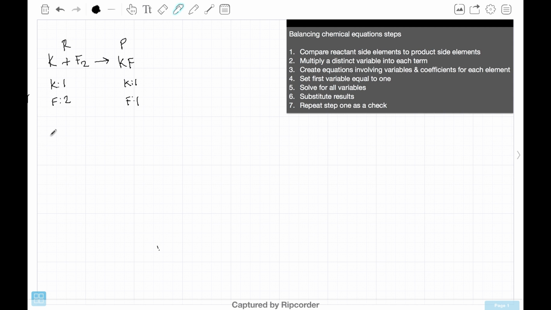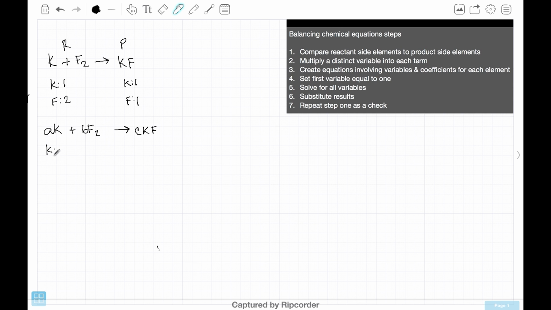Next step says multiply a distinct variable into each term. So I'm going to rewrite the equation. And now I'm going to multiply a distinct variable into each term, A, B, and C. So it says create equations involving variables and coefficients for each element. So once I get started, it'll become clear what that means.